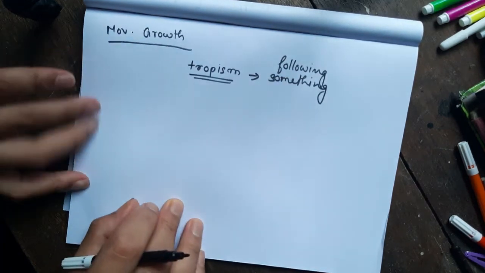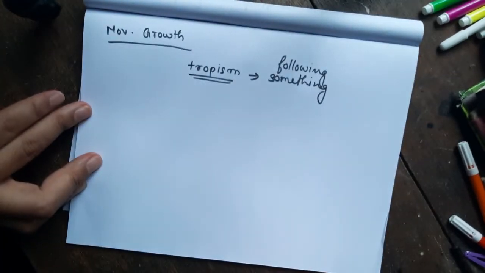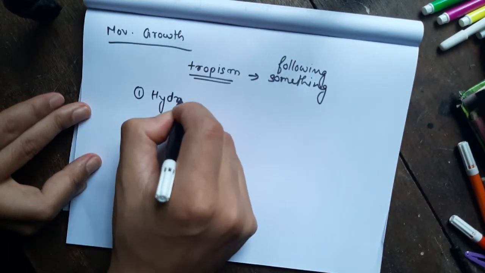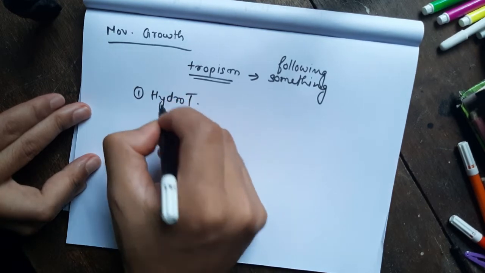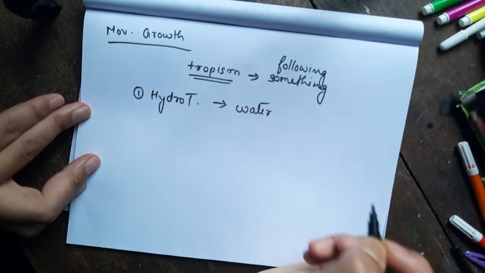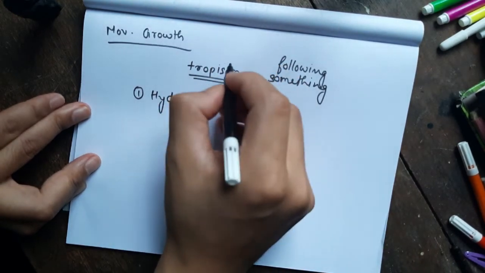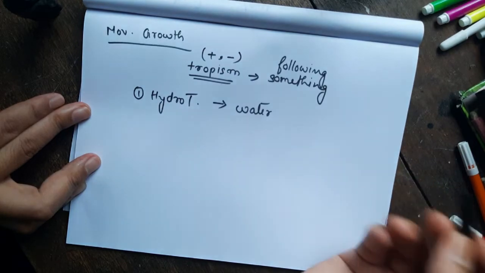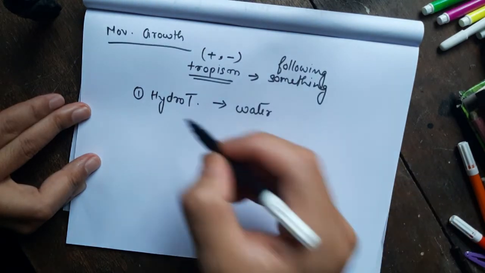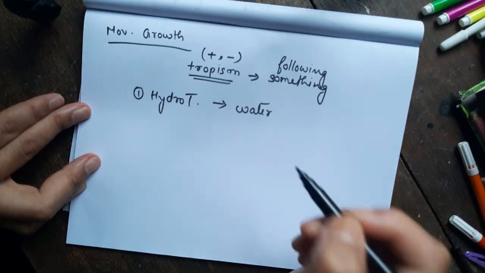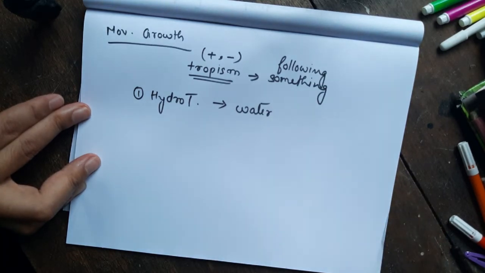Following something. Now, the plant can show four types of tropism. One is hydrotropism. Hydro means, you all know it. What was it? So, tropism can be positive or negative. Positive means following. Negative means going away. So hydrotropism meaning what? Following water, then positive. If going away from the water, then negative hydrotropism.